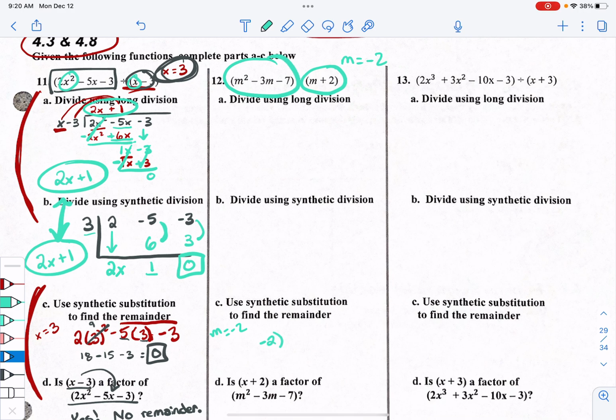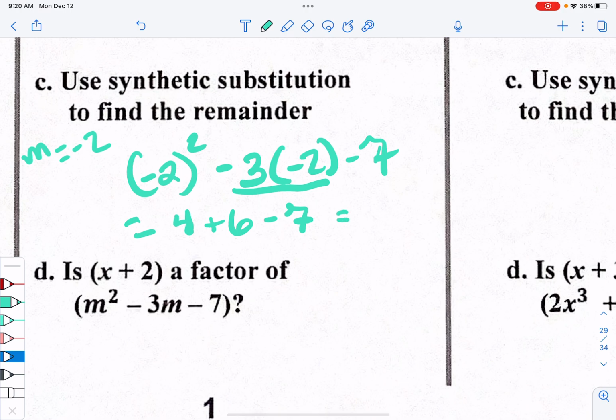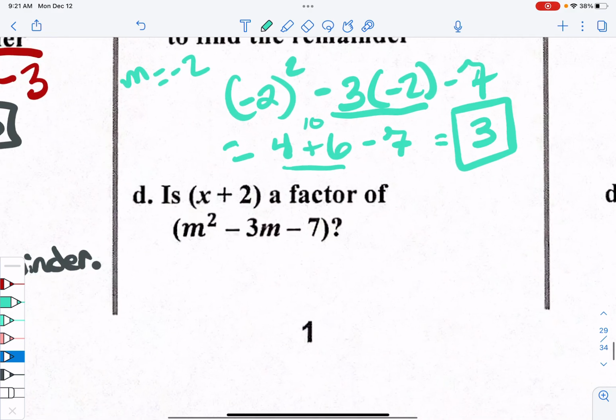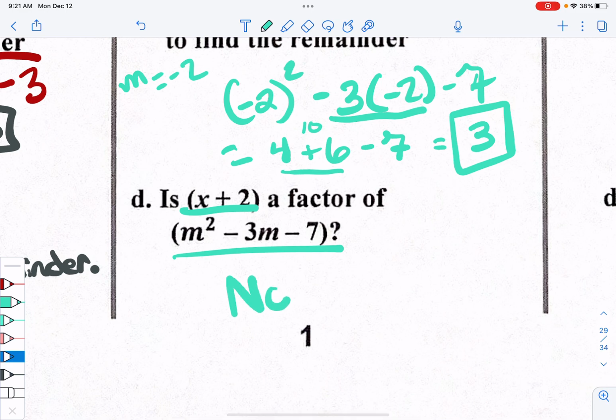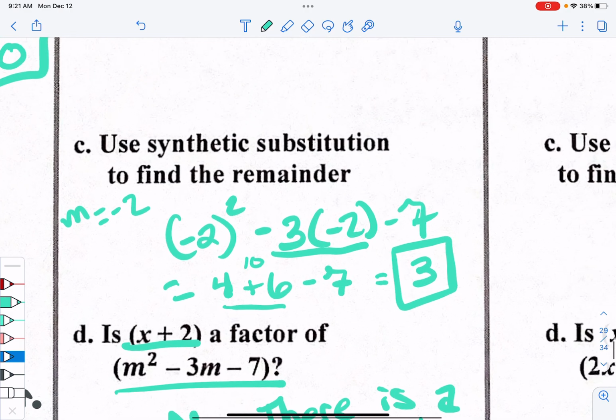So I have negative 2 squared minus 3 times negative 2 minus 7. Okay, negative 2 squared is a positive 4. This becomes positive 6, and this is just minus 7. 4 plus 6 is 10, minus 7 is 3, so my remainder is 3. If I have a remainder of 3, does this go in here perfectly? No. There is a remainder. I'm going to have 3 as my remainder.